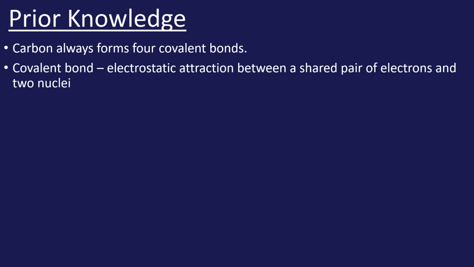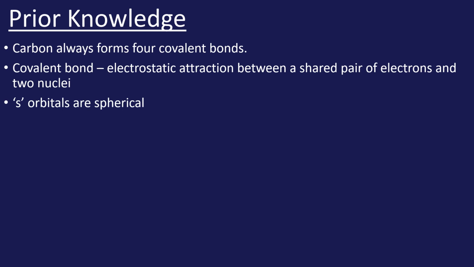So before we do this then, we're going to look at some prior knowledge that would come from your first year chemistry unit. Carbon will always form 4 covalent bonds. It has 4 electrons in the outer shell and it has 4 electrons that it's able to share to form 4 covalent bonds. Now the definition for a covalent bond is the electrostatic attraction between a shared pair of electrons and 2 nuclei.